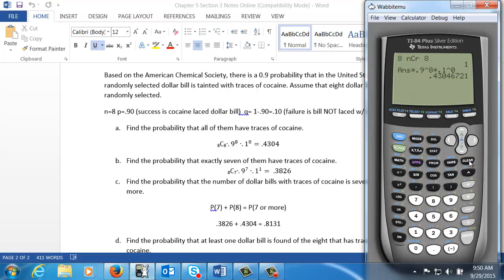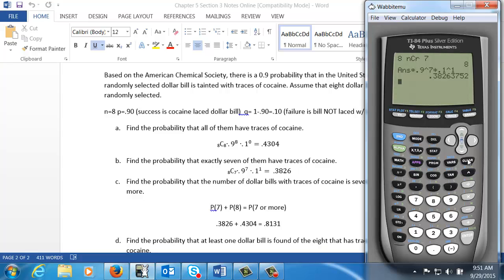And of course you can use that same calculator function to help you out with the following parts. Find the probability that exactly 7 have traces of cocaine. So 8 combination 7 times 0.9 to the 7th power, since we have 7 successes, times 0.1 to the 1st power, 1 failure, right? 7 plus 1 is equal to 8, which is the number of trials. So once again, we can use our calculator as an aid. 8, math, probability, choose 7, times 0.9 to the 7th power times 0.1 to the 1st power, and we get 0.3826.